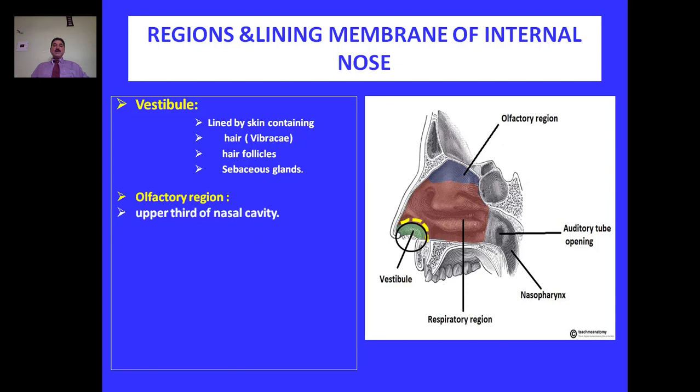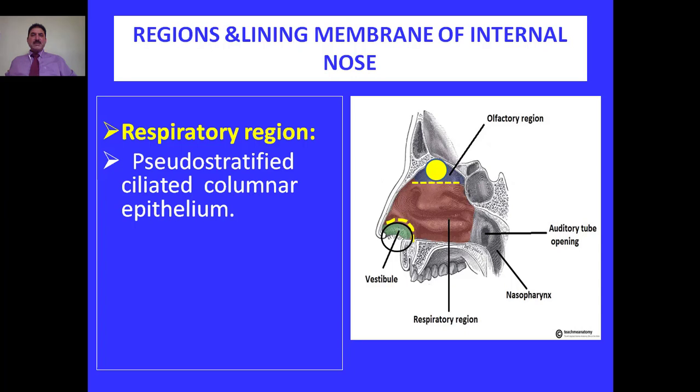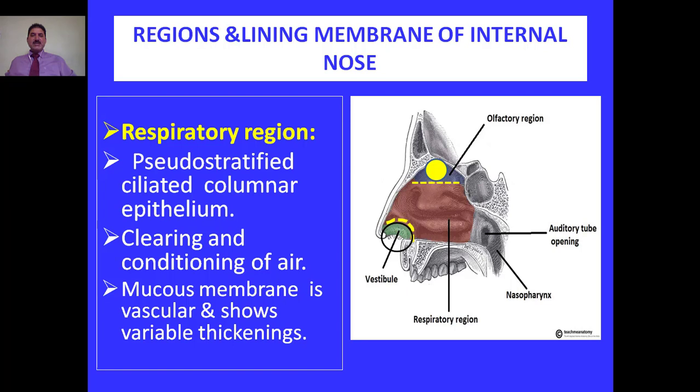Olfactory region: the upper third of the nasal cavity forms the olfactory region of the nose, and includes its roof, lateral wall, and medial wall up to the level of the superior concha. This region is lined by olfactory mucosa, which is thinner than the respiratory mucosa. It contains olfactory cells which are responsible for the sense of smell. Respiratory region: it is lined by pseudostratified ciliated columnar epithelium. It helps in clearing and conditioning of the inspired air. The mucous membrane lining this region is highly vascular and shows variable thickness.